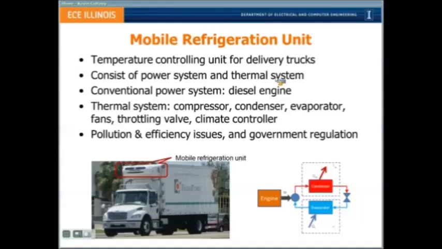A mobile refrigeration unit is a thing like this on a truck. I assume nobody really looks at this truck, but if you look closely, you should notice something like this. On the right street, you'll see a couple of those. It consists of a power system and a thermal system. The conventional power system is just a diesel engine, and the thermal system is a compressor, condenser, evaporator, things like that. The diesel engine powers the compressor, and the compressor does the condensing and evaporating work for the thermal part. The problem with this is the pollution.